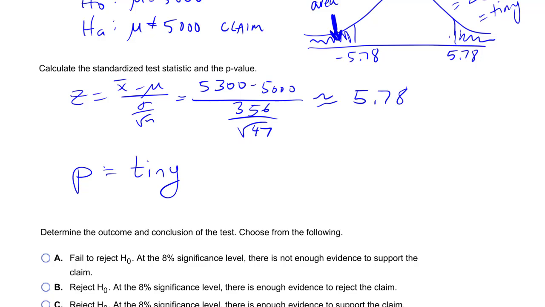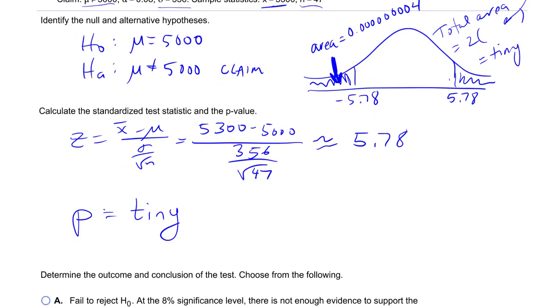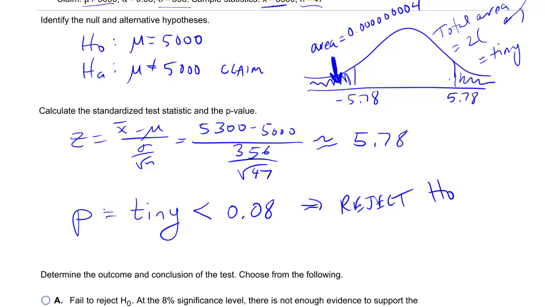Because there's no way this is going to be. We're going to compare this to 0.08. So that tiny is definitely less than 0.08. This means reject H naught. I have a p that's much less than my alpha. I reject H naught. Now what were we doing here?